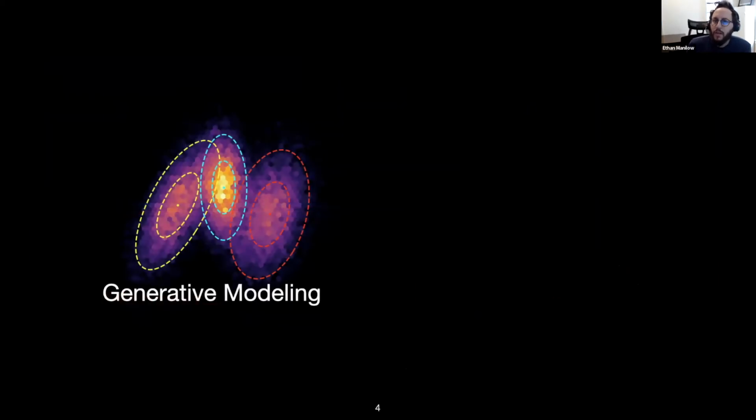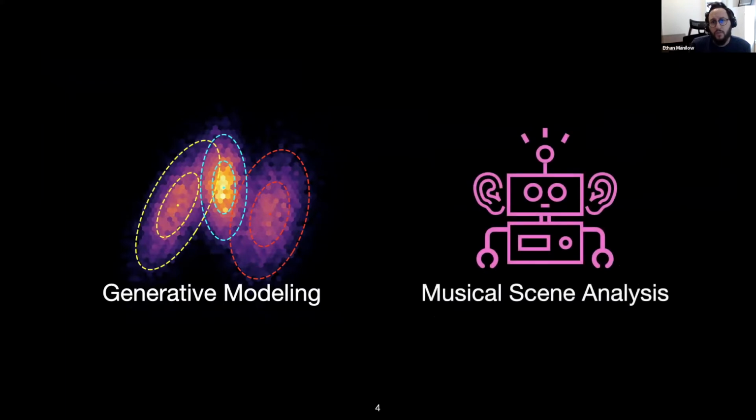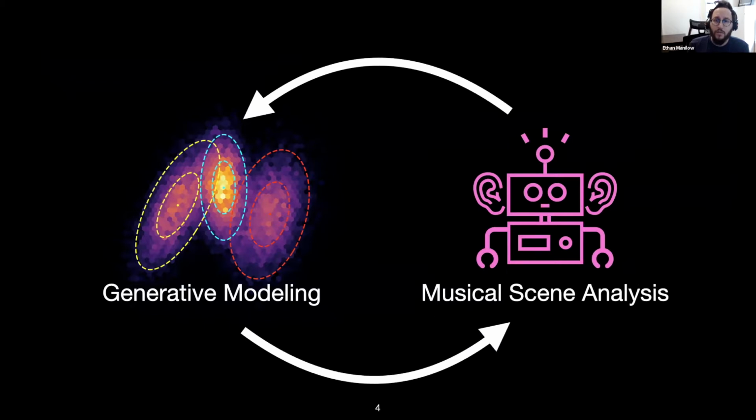These paradigms have fancier names. In machine learning, the process of creating data like musical audio is called generative modeling. And similarly, I'm going to refer to the process of analyzing a piece of musical audio as musical scene analysis. I'm going to give you some more in-depth definitions in just a moment, but I want to make the case that these paradigms are not mutually exclusive. Ideas for one can be used to further the goals of the other, and vice versa.